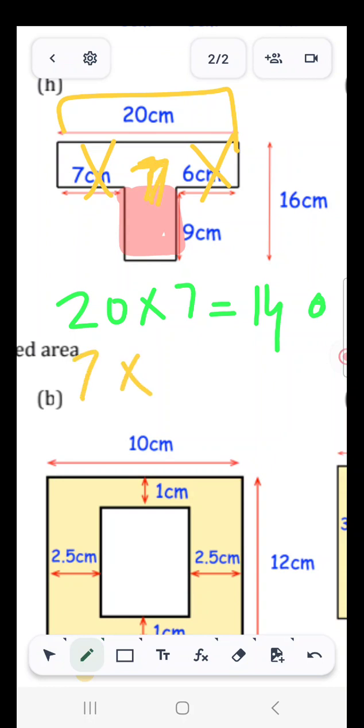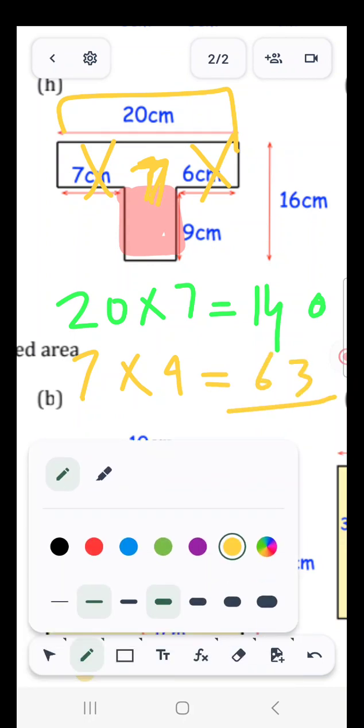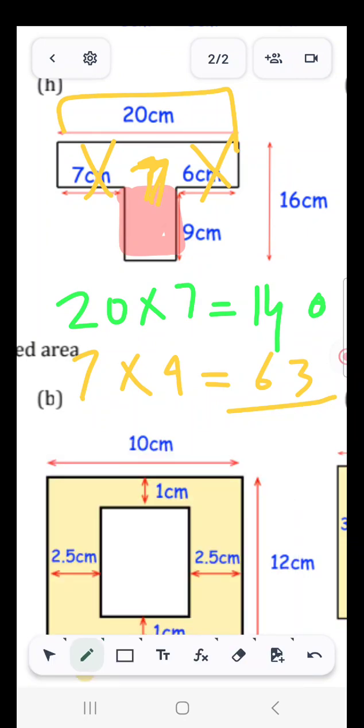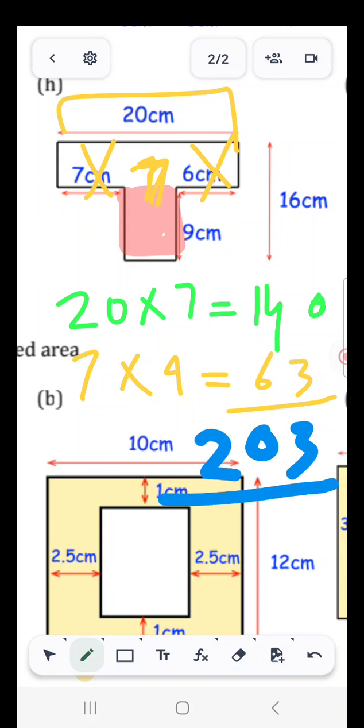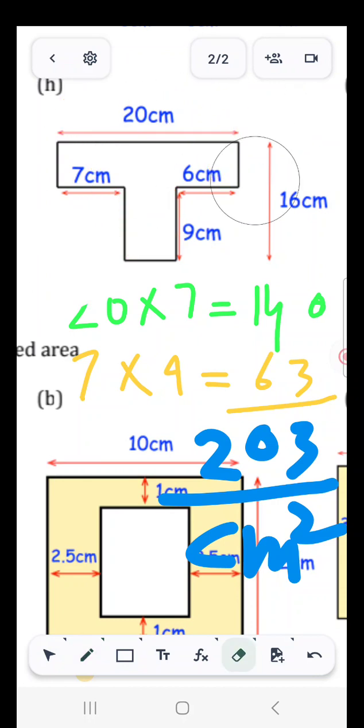7 times 9 makes 63. And if you add them up, 0 add 3 is 3, 4 add 6 is 10, and 1 add 1 is 2. So 203 centimeters square. So here you should be solving the question this way.